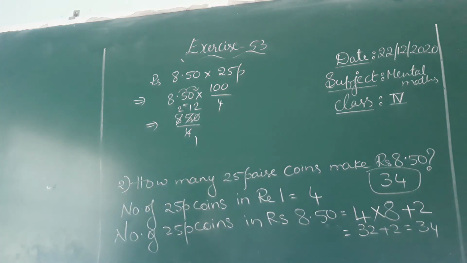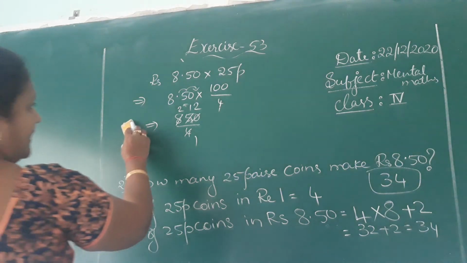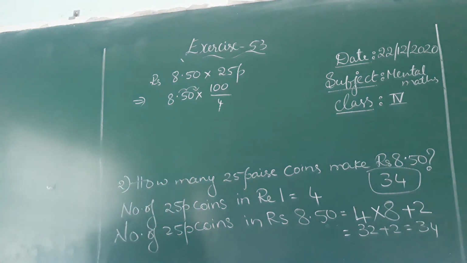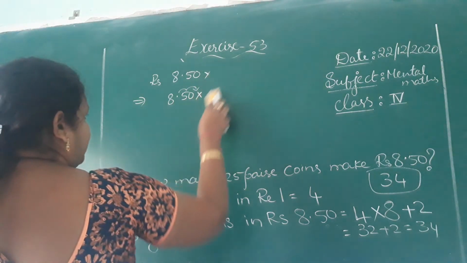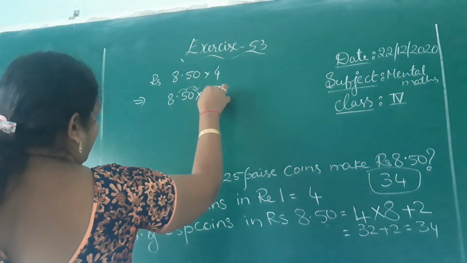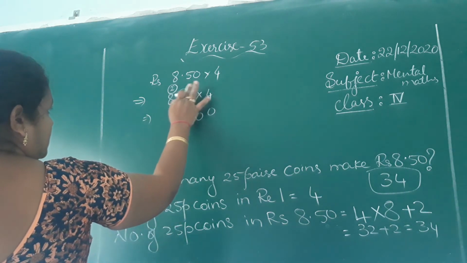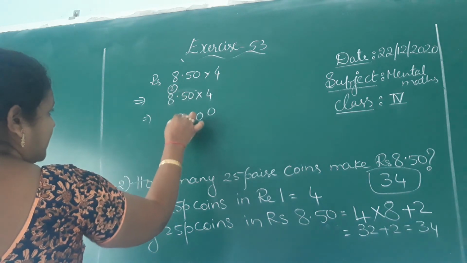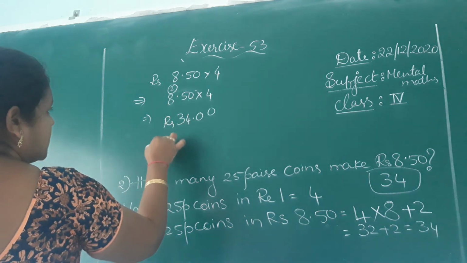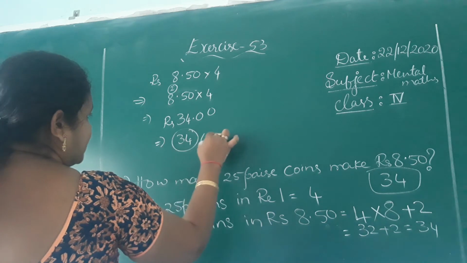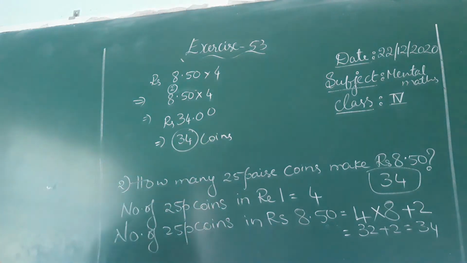Okay? Like that you will get, and then you have to convert this into paise. Okay? That is one more way. Or else you have to multiply 8 rupees 50 paise with 1 rupee, 4 coins, with 4. If you multiply, 0, 5 fours 20, 4 eights 32 plus 2, 34 you will get. So total 34 coins you will get. Like that you can do. Okay? See the next one.